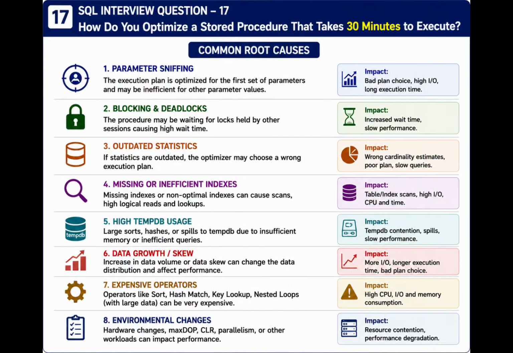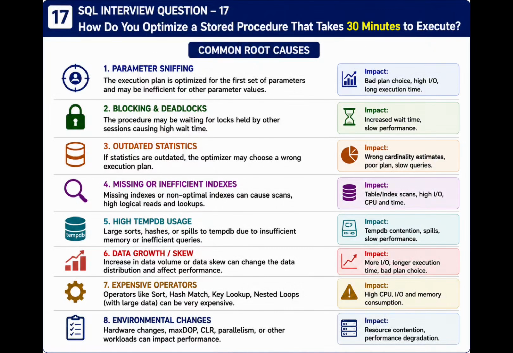The next one is tempdb issues. Large sorting operations, hash joins or spills may use tempdb heavily. If tempdb becomes a bottleneck, overall performance degrades. Then data growth. Even without code changes, your tables may have grown from thousands of rows to millions of rows. The same query naturally takes longer to process larger data sets. This is one of the most common production issues.